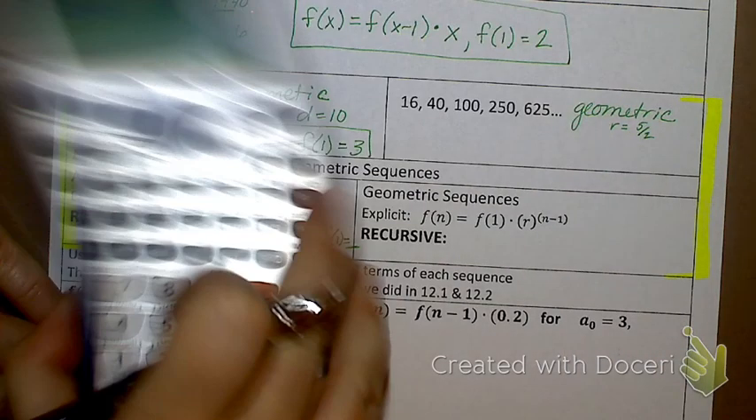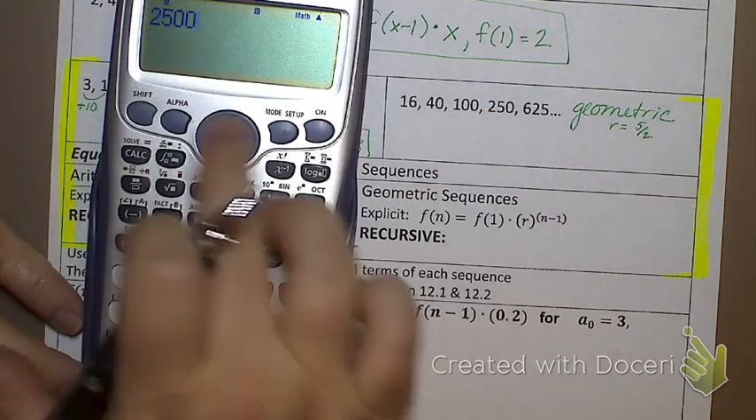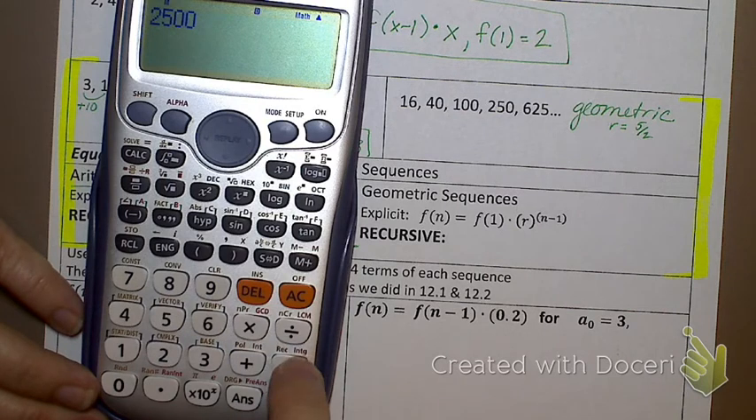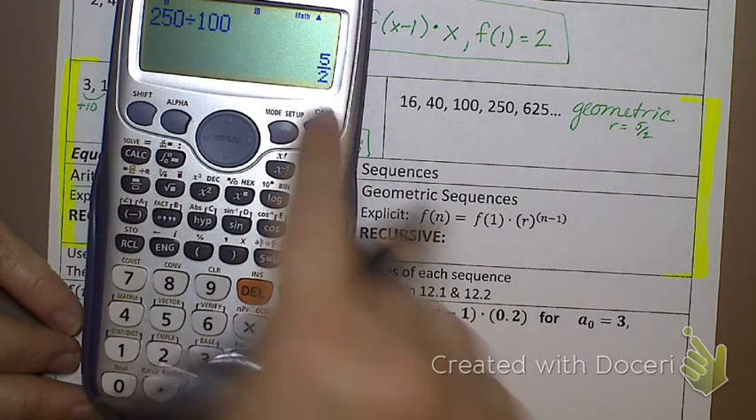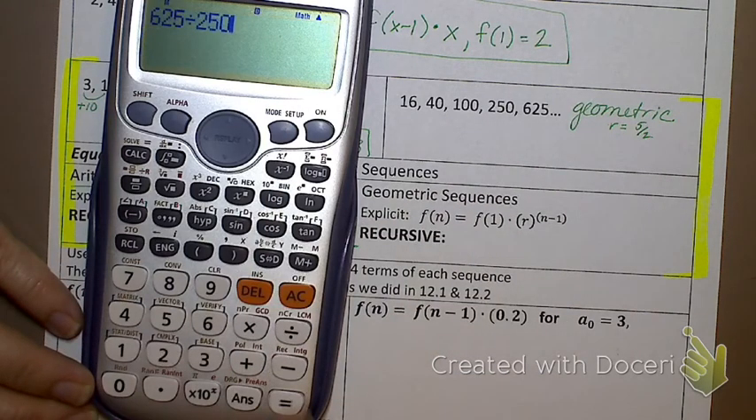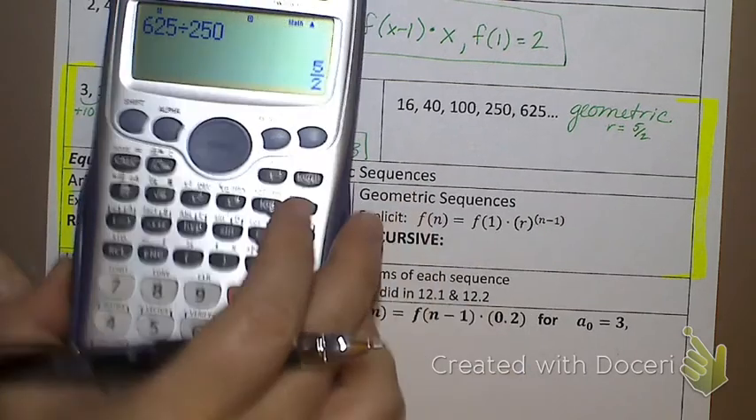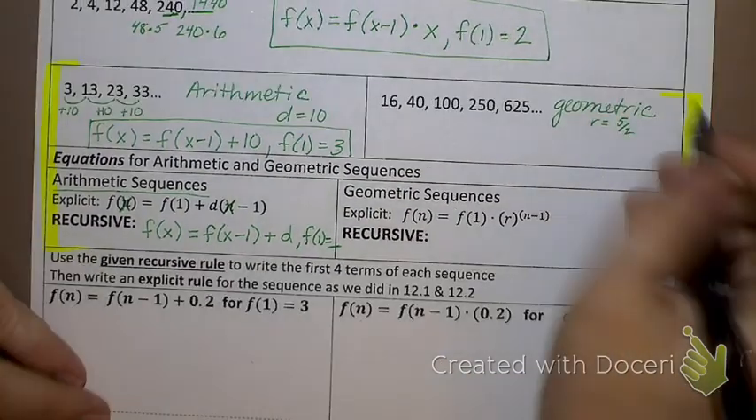Now, just to verify, if I took 250 and divided by 100, I get 5 halves also. If I took 625 divided by 250, I get 5 halves. Because they didn't tell me it was geometric, I do like to check a few more fractions there. But there's my R value.